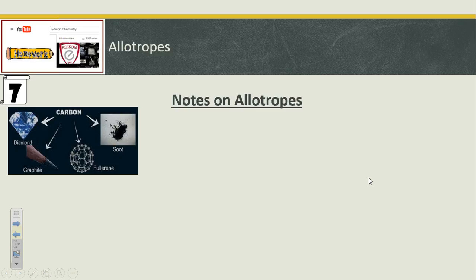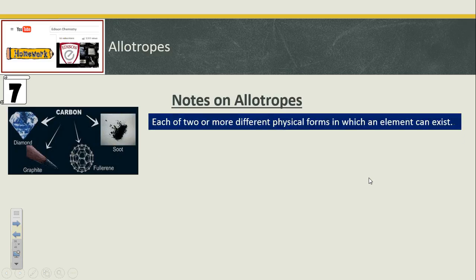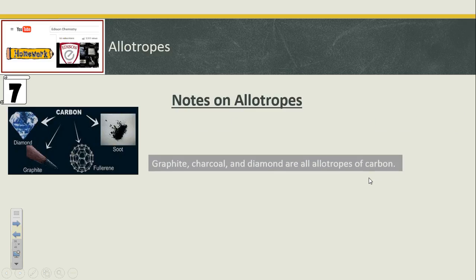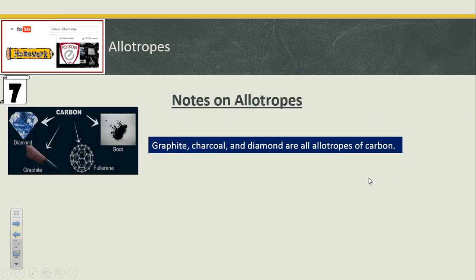So an allotrope is special. You're gonna have to squeeze these notes in before you do a little reading assignment. Each of two or more physical forms of an element can exist. So elements can exist in different forms, and that's what an allotrope is. It's a blanket term that describes the fact that an element like carbon or sulfur or oxygen can be found in different forms. Now, graphite, charcoal, and diamond are the best go-to examples for allotropes of the element carbon.